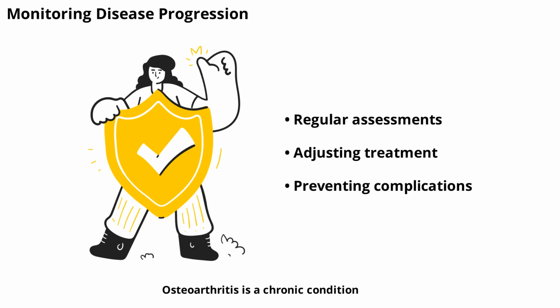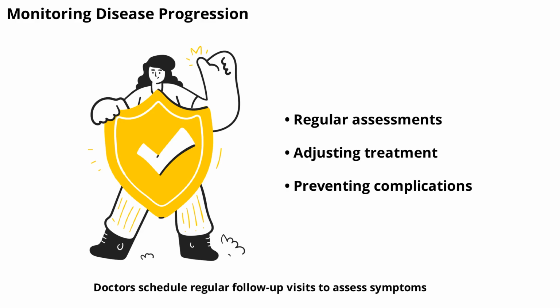Osteoarthritis is a chronic condition, so ongoing monitoring is important. Doctors schedule regular follow-up visits to assess symptoms, joint function, and response to treatment. Imaging or laboratory tests may be repeated if there are changes in symptoms or concerns about disease progression. Monitoring allows for timely adjustments to the treatment plan and helps prevent complications.